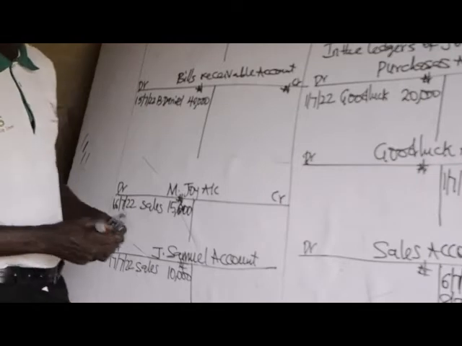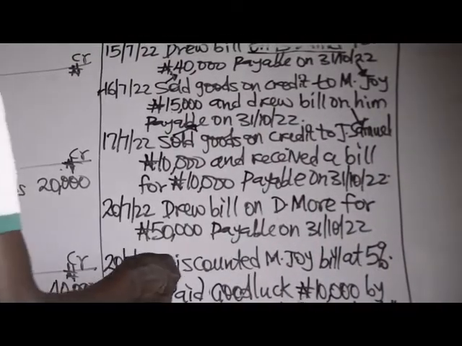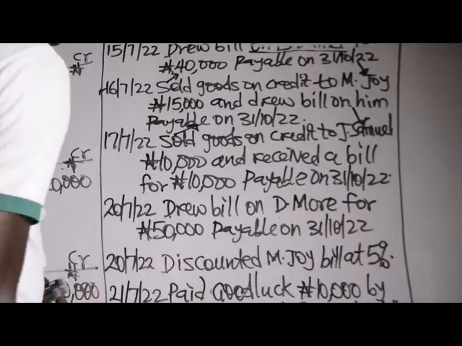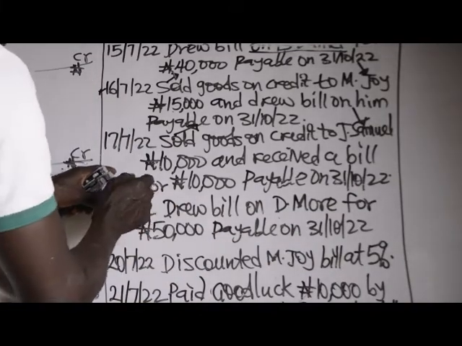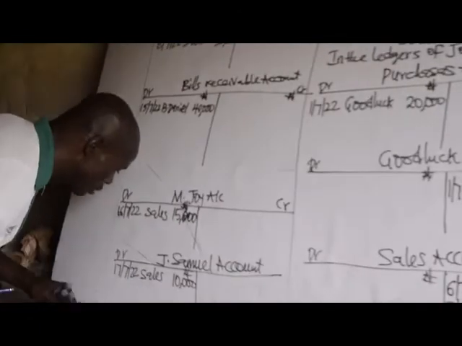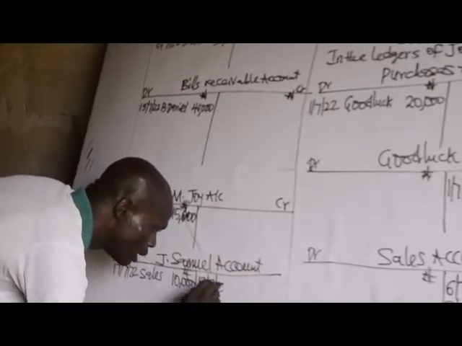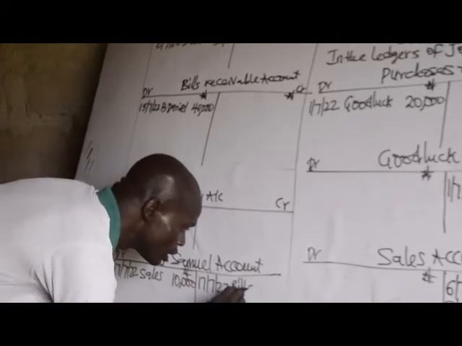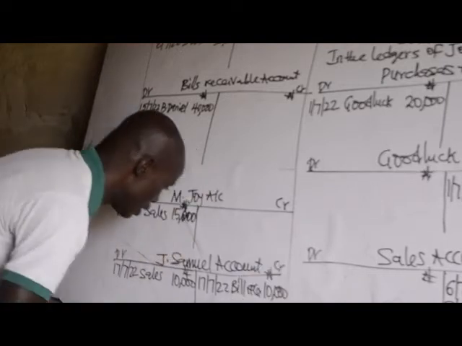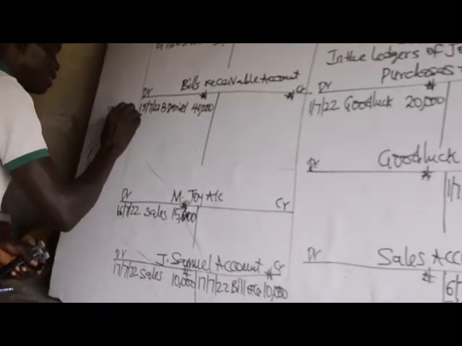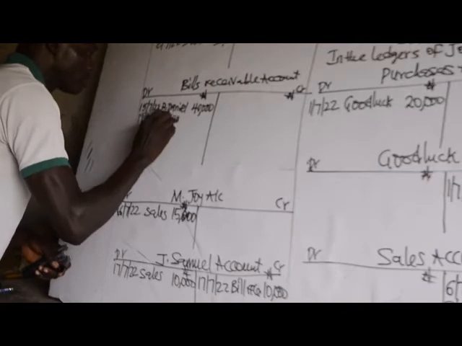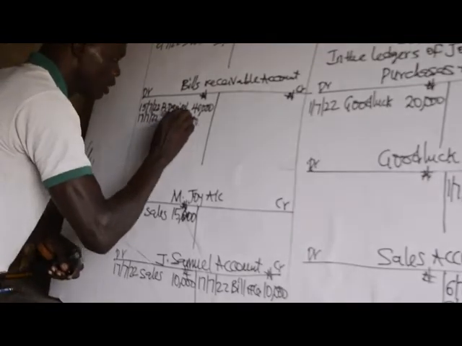Back to the question. Received a bill for 10,000 naira payable on 31st of October 2022. A bill was drawn the same date on J. Samuel. So that means the bill will be assumed to have discharged J. Samuel's debt. Same date, 17th of July 2022, we have bills receivable. The amount involved is 10,000. You credit J. Samuel account, you now debit bills receivable account. 17th of July 2022, we have J. Samuel, 10,000 naira.